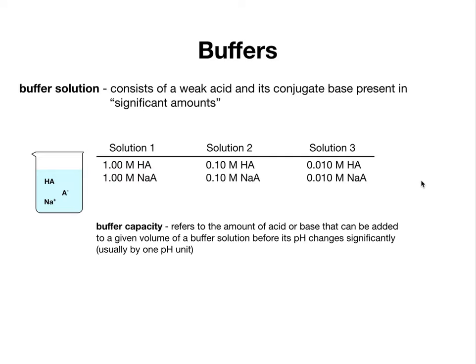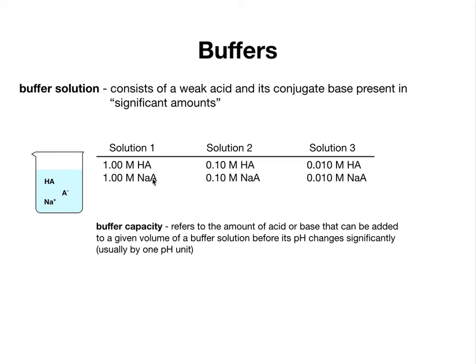Now, when we talk about the buffer capacity, it refers to the amount of acid or base that can be added to a given volume of a buffer solution before its pH changes significantly, usually by 1 pH unit. So the buffer capacity refers to how much acid or base can be added to the buffer before the pH changes.